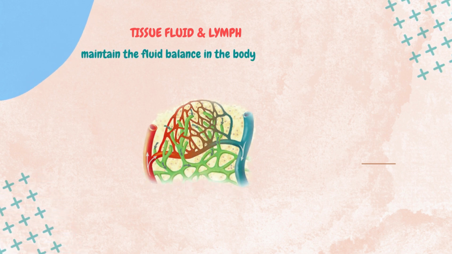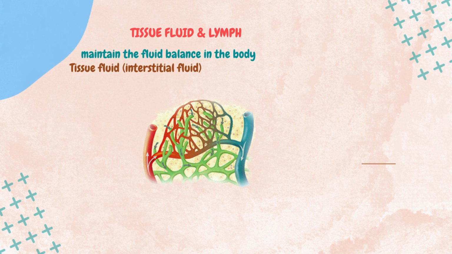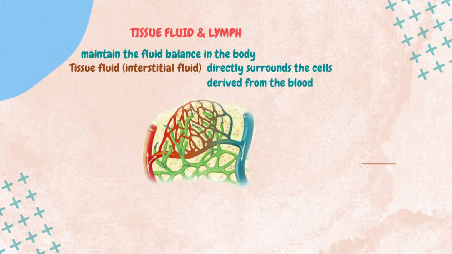This image depicts blood capillaries, lymphatic capillaries, and numerous body cells in yellow. Tissue fluid is also known as interstitial fluid. It is the fluid that directly surrounds the cells and tissues. It facilitates the exchange of nutrients, gases, and waste products. This fluid is derived from the blood as it passes through capillaries under relatively high hydrostatic pressure.